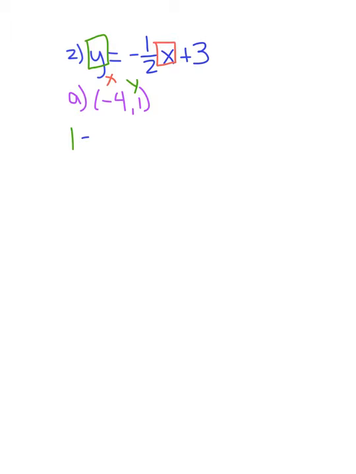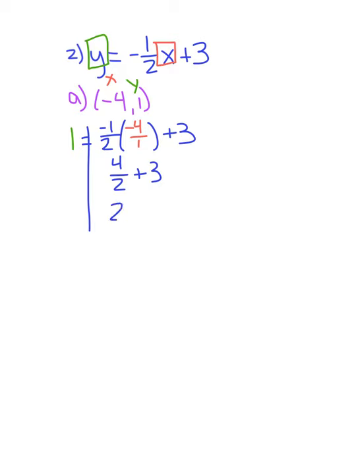So I have 1 equals, I'm going to do negative 1 over 2. I'm going to put the negative on top, times, I'm going to go ahead and make that negative 4 a fraction, so negative 4 over 1 plus 3. All right, so multiply straight across the top, multiply straight across the bottom. Negative 1 times negative 4 is 4. 2 times 1 is 2. Plus 3. 4 divided by 2 is 2. Plus 3. 2 plus 3 is 5. 1 does not equal 5. That means the point negative 4, 1 is not on the line. It's not a solution.